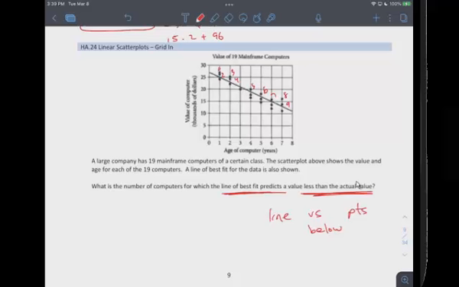Okay? And so it really comes down to how it's worded. So once again, read it carefully and then identify. Do you want the points above the line or below the line? Do you want the line to be drawn above the points or below the points? Okay? And so this gives us an answer of 9.